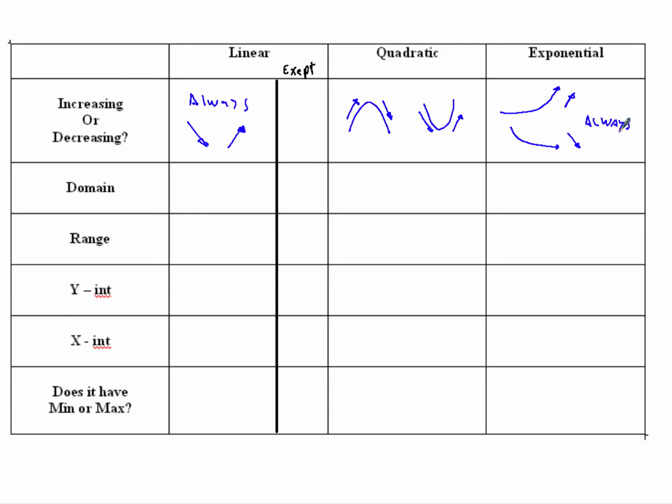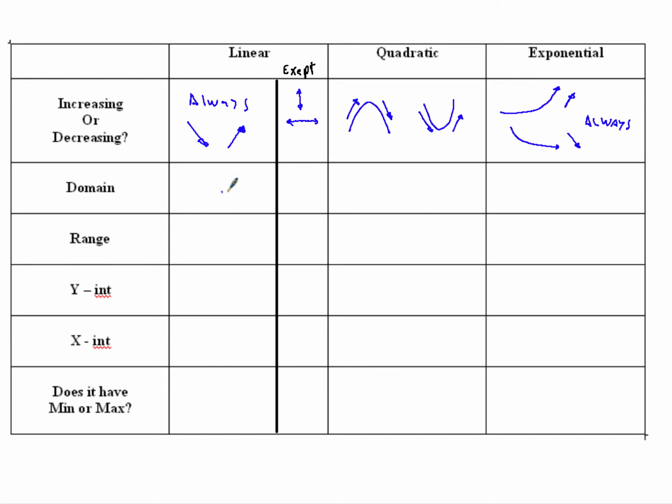Did you figure out what's the exception for increasing or decreasing? A horizontal line. A horizontal line doesn't increase, it doesn't decrease. Actually, a vertical line is kind of an interesting situation too, where it doesn't go to the left or to the right, so you can't really say if it's increasing or decreasing, or if it's increasing infinitely. Not sure. That's an exception. We're not going to deal with this.